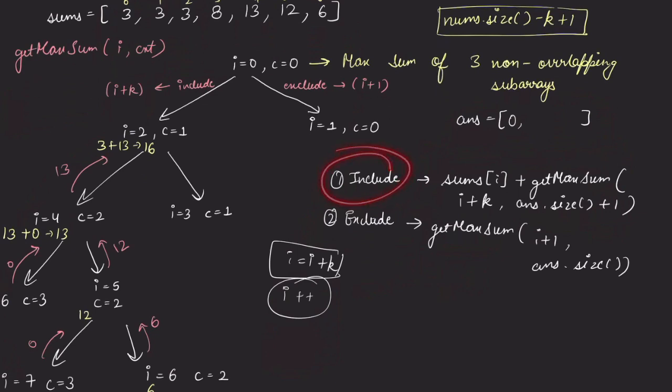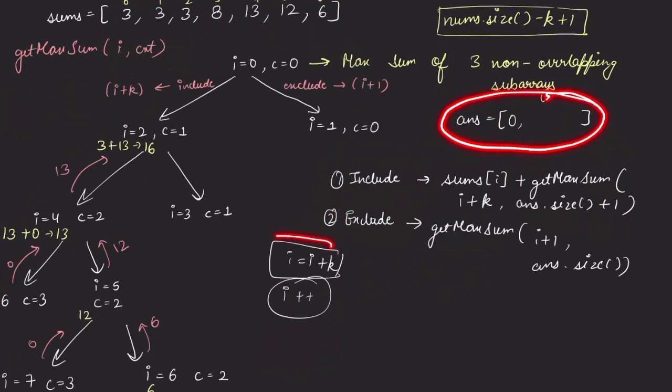And then if the include is coming out to be greater than or equal to exclude, then we will push that index in answer and we will do I equals I plus k. Otherwise, we'll just do I plus plus, and at the end we can return this answer, right?